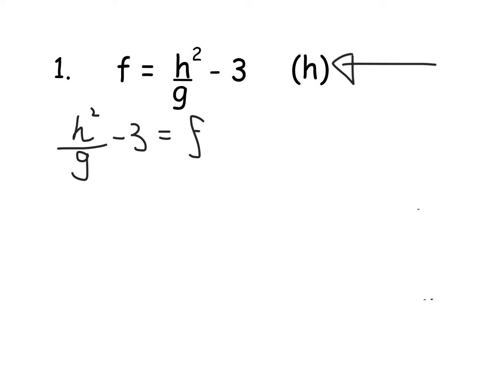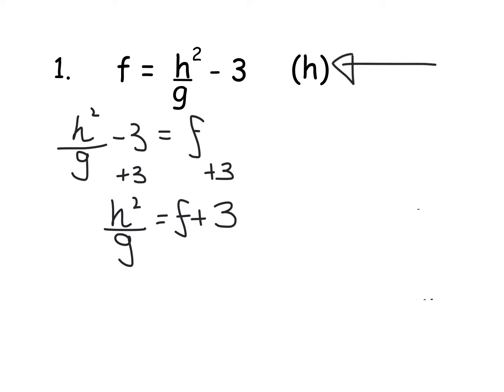So what I just rubbed out there was basically taking you back to very basics to try and help you distinguish what you're going to do first. And a lot of the time I tell my class, sometimes it's the last thing you wrote which is the first thing you deal with. So when I was writing the left hand side, the last thing I wrote was the takeaway 3. So I'm going to counteract the takeaway 3 by adding 3 to each side, which gives me h squared over g equals f plus 3.